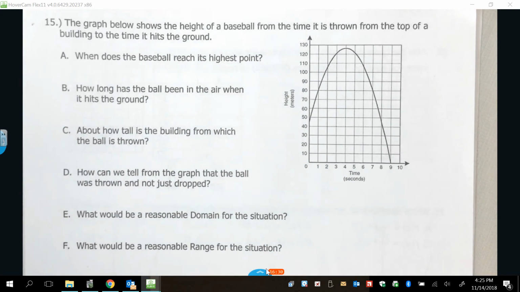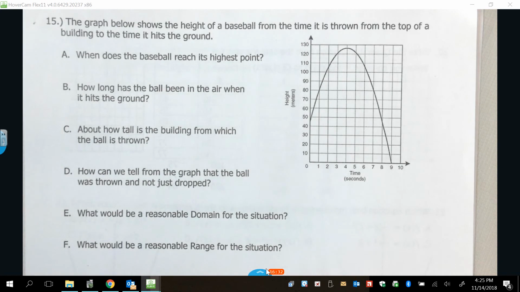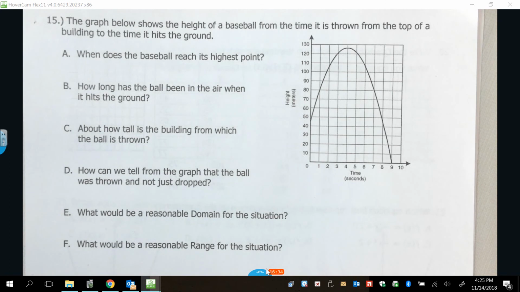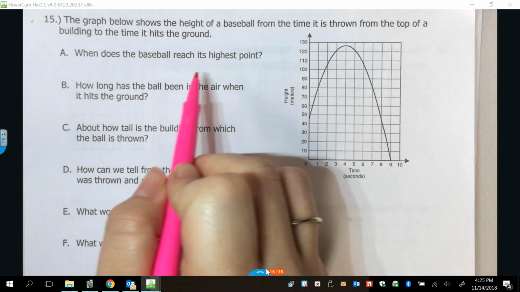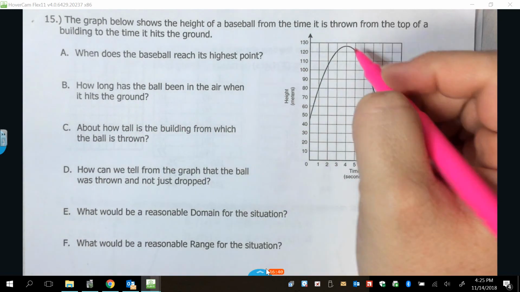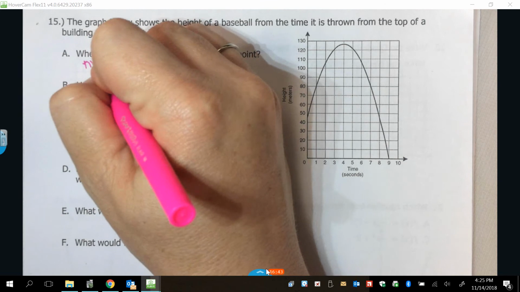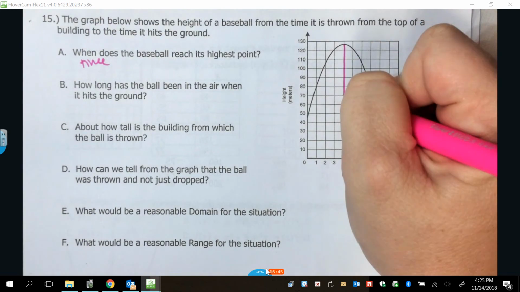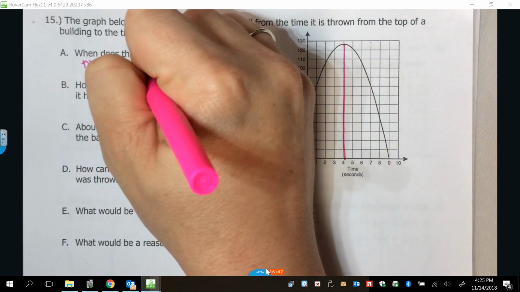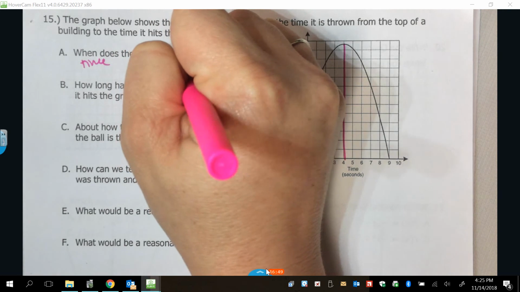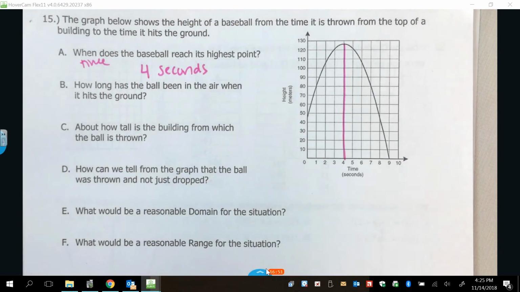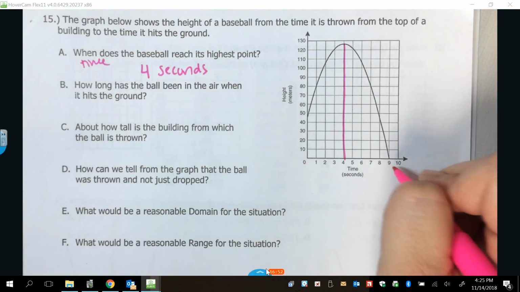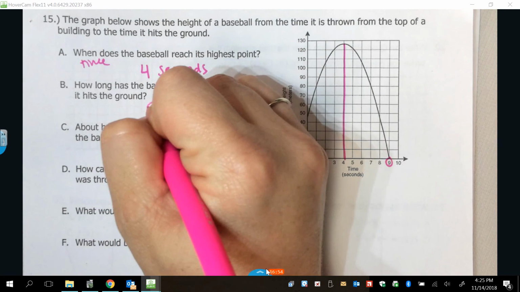Now number 15. The graph below shows the height of a baseball from the time it is thrown from the top of a building to the time it hits the ground. When does the baseball reach its highest point? So we're looking for time. So here, that would be 4 seconds. How long has the ball been in the air when it hits the ground? Well, this is time, so that's 9 seconds.